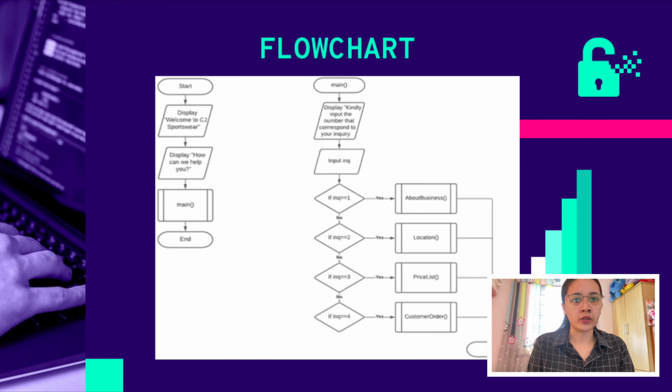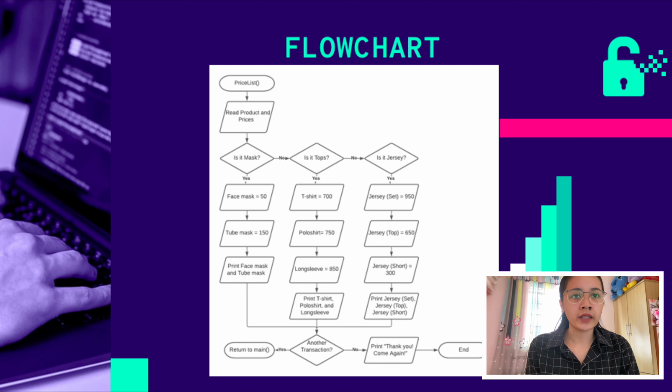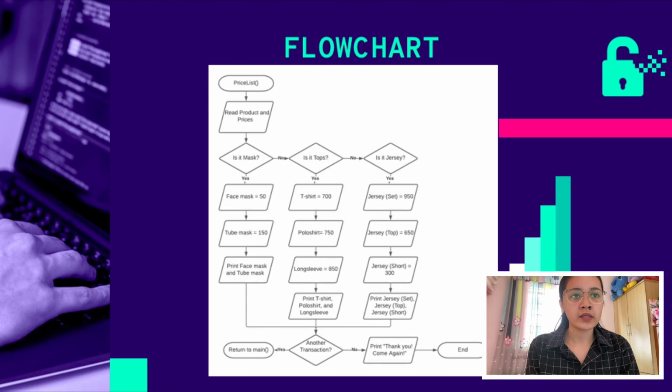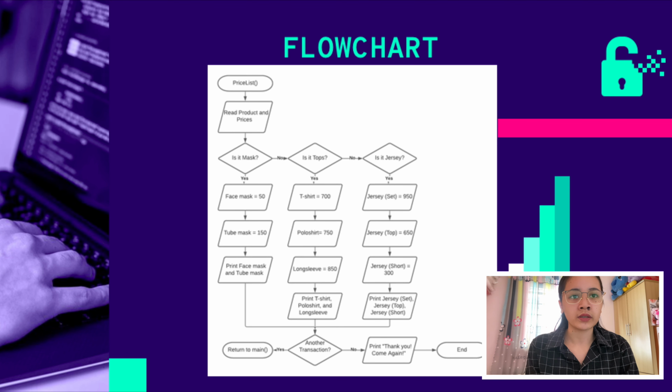And if the customer asks for the price of the jersey, then it will print jersey set for 950, jersey top for 650, and jersey short for 300. Then the customer will decide again if she or he will have another transaction. If yes, she or he will return to the main, and if no, it will print thank you, come again.